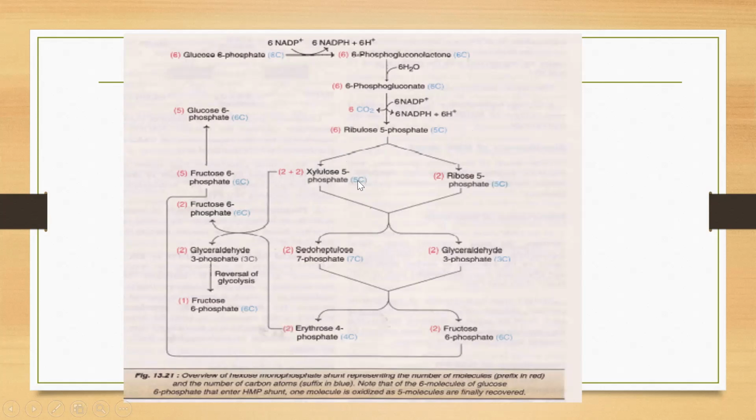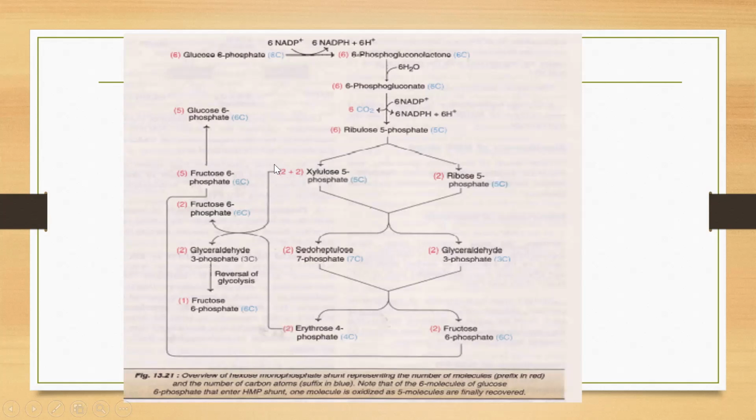Now, 2 molecules of xylulose 5-phosphate and 2 molecules of ribose 5-phosphate will combine together, and they will form 2 molecules of sedoheptulose 7-phosphate and glyceraldehyde 3-phosphate, by which enzyme we will see later. Then again, from these two, we will get the formation of 2 molecules of erythrose 4-phosphate and 2 molecules of fructose 6-phosphate. Now, here see, 2 molecules of xylulose 5-phosphate are remaining.